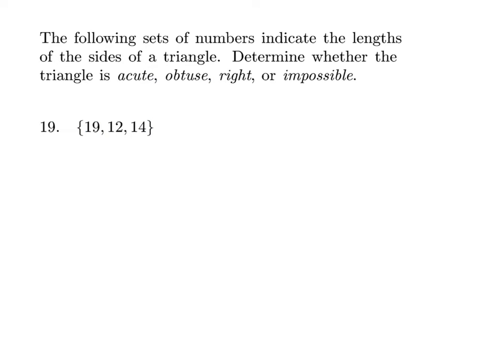All right, the following sets of numbers indicate the lengths of the sides of a triangle. Determine whether the triangle is acute, obtuse, right, or impossible. To figure out what type of triangle we're working with, we use a variation of the Pythagorean theorem.